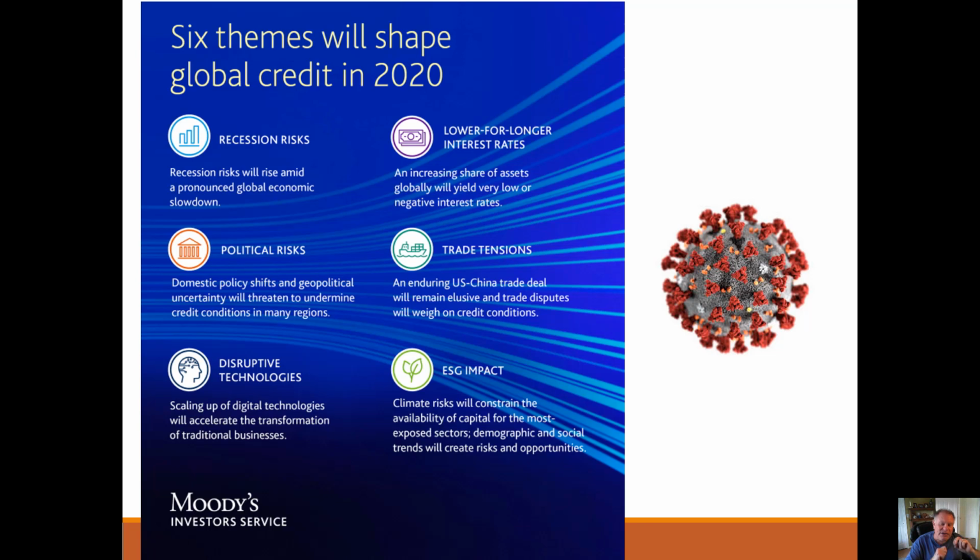Trade tensions has not disappeared. In fact, it's raised its head again. Political risks. I don't even want to go there, but across the globe, political risks are huge. ESG impact, disruptive technologies. I think the disruptors are going to be huge. This thing out here called COVID is influencing every one of these. None of these six themes have changed for the current year. We just added in COVID.